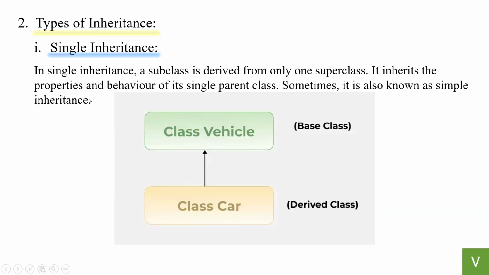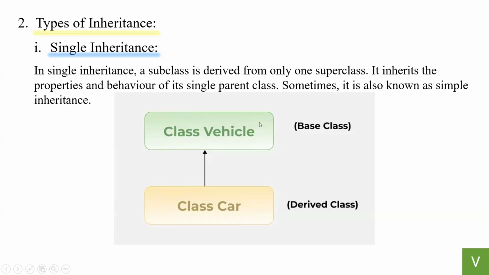Now let us see different types of inheritance. As I said earlier, there are a total of five types of inheritance. First one is single inheritance. In single inheritance, a subclass is derived from only one superclass. Here subclass means child class, whereas superclass means parent class. It inherits the properties and behaviors of its single parent class. Sometimes it is also known as simple inheritance.